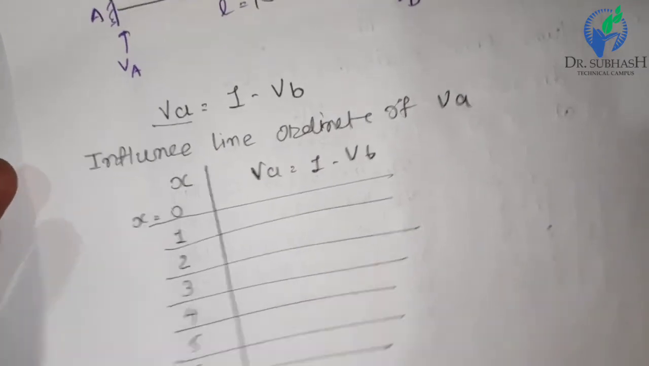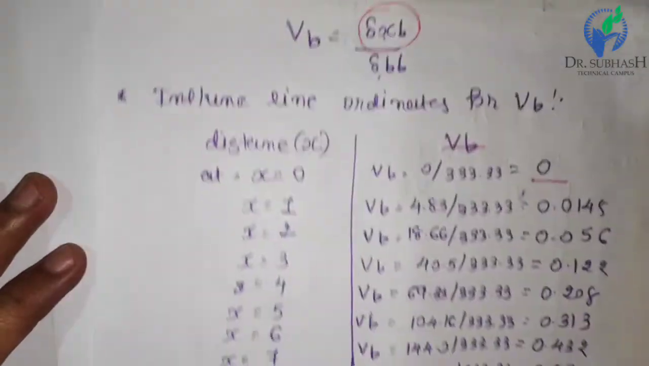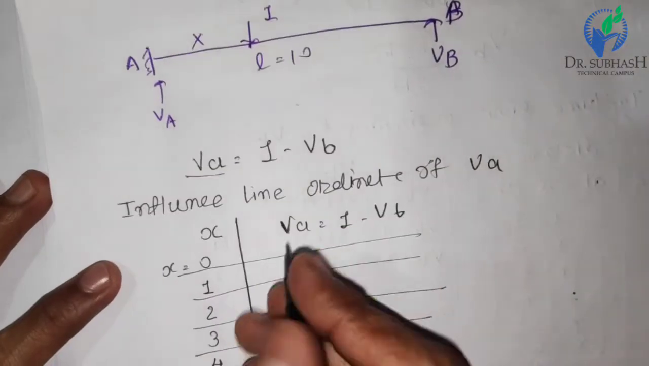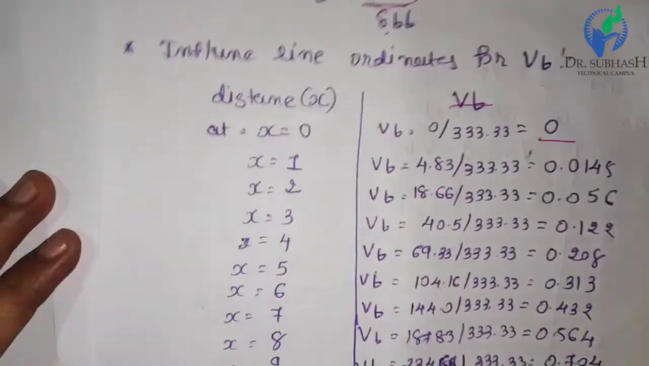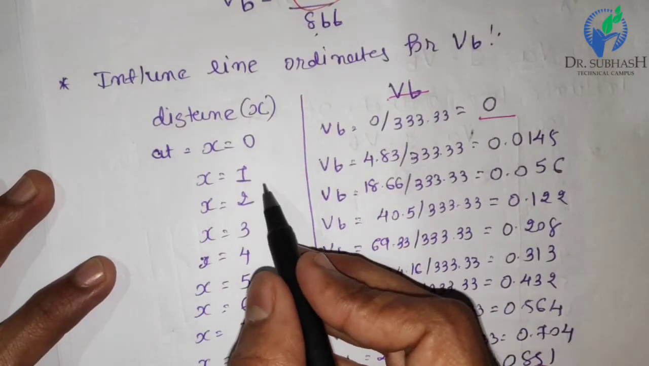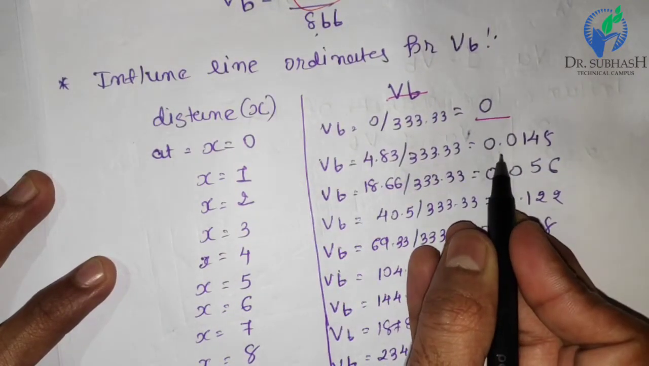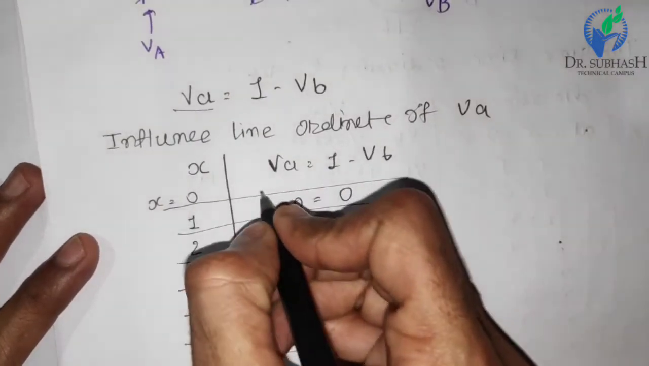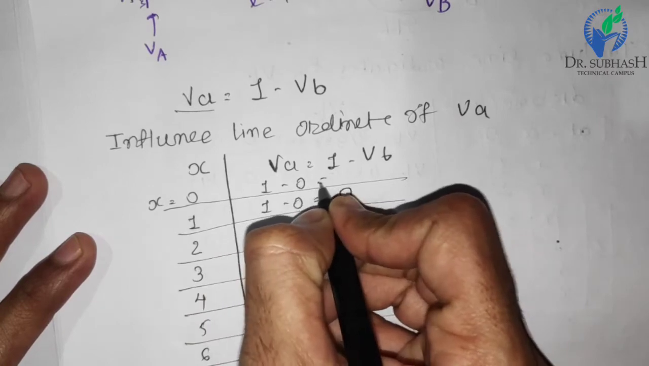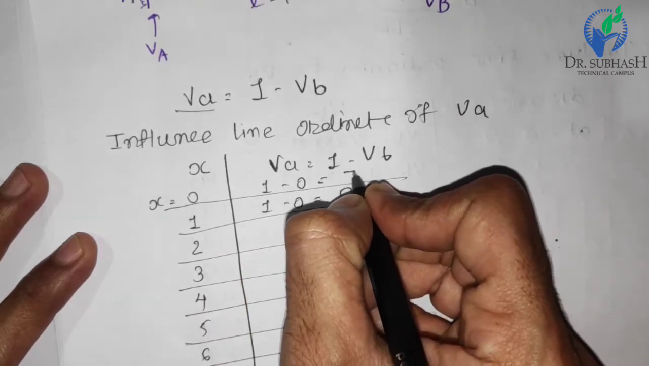So you can see that x is equal to 0. What should be the value of VB? It is 0. So 1 minus 0 is equal to 0. Put x is equal to 2. So finding out the coordinates, already we found x is equal to 1. What is the coordinate? 0.014. Sorry, x is equal to 0, 1 minus 0 is equal to 1.